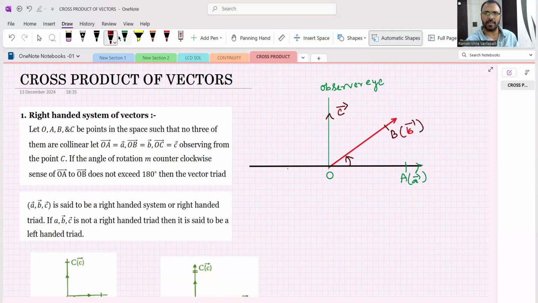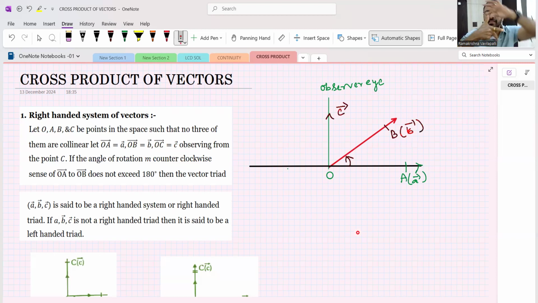Now you see that when you are viewing from the top of the vector C, the angle of rotation from A bar to B bar, in the anti-clockwise direction, should not exceed 180 degrees. Then we say that A bar, B bar, C bar form a right-handed system of vectors.